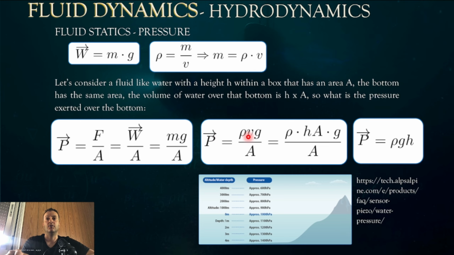Now, the volume is HA, the height times the area. So it's equal to rho times HA times g divided by A. A cancels out and you get the pressure of fluids, and of water in general, equal to rho g h. That's the formula of pressure for liquids.